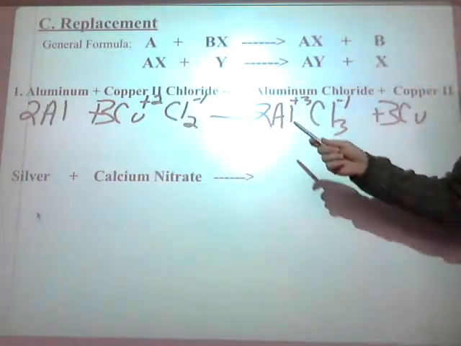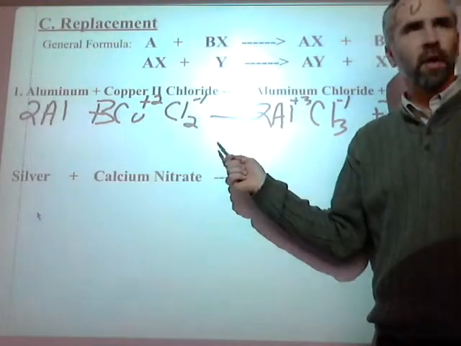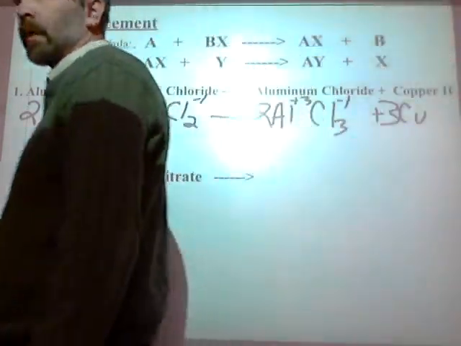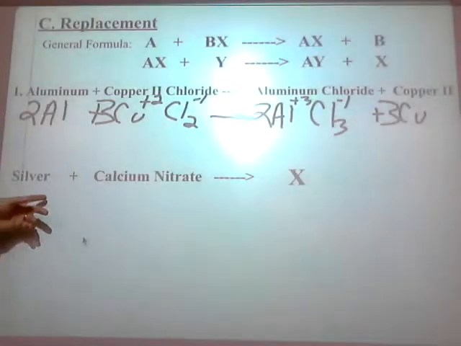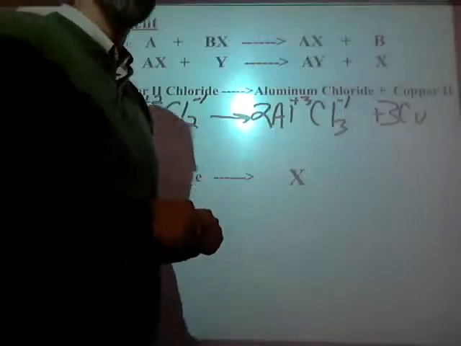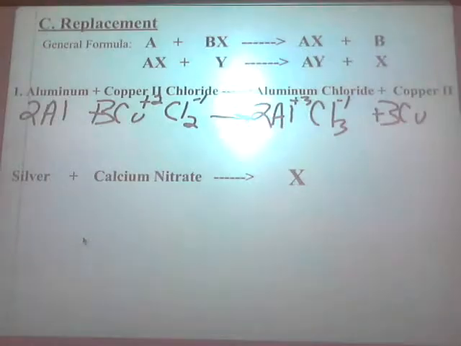I want you to know what happens to this guy. You know what happens to this guy? Absolutely nothing. A big, fat X. And here's why. Silver cannot replace calcium. He's not more active than him. He's not better than him. How are you supposed to know this? Am I going to make you memorize it? No. Look at the bottom third of the sheet.